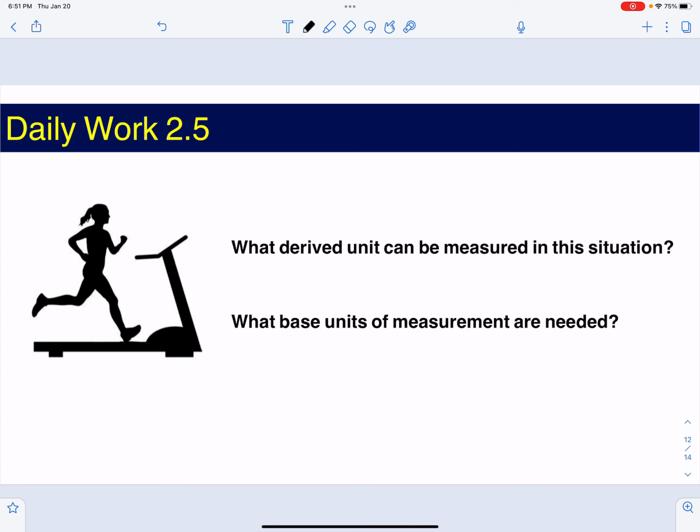So here's your next daily work. Based on this activity that you see in here, a person running on a treadmill, what possible derived units can you measure in that situation? What units are you going to need to measure that situation? For example, density, you use mass and volume to find the density. So what would you need in this case?